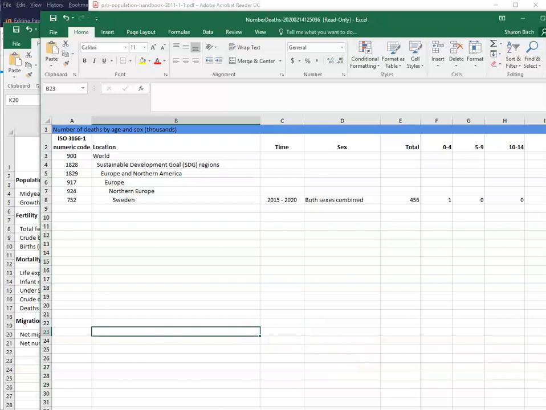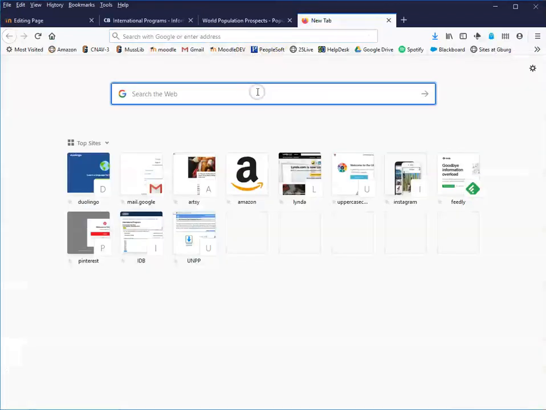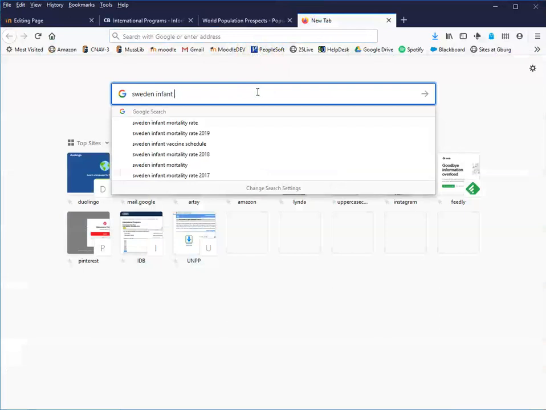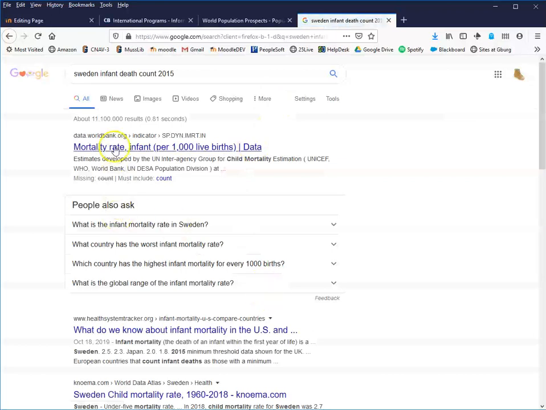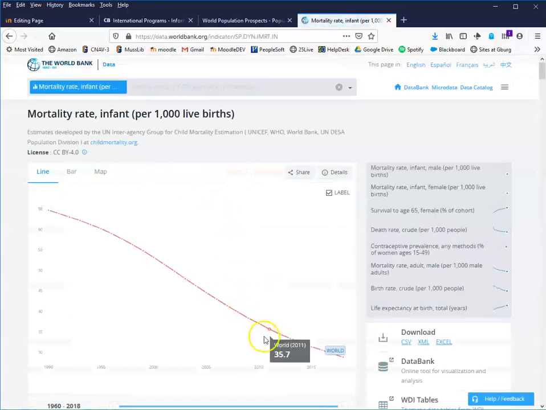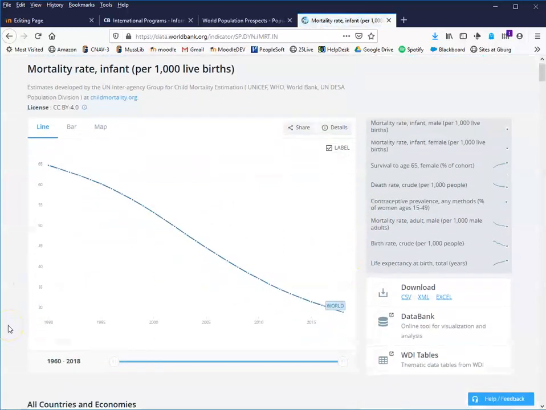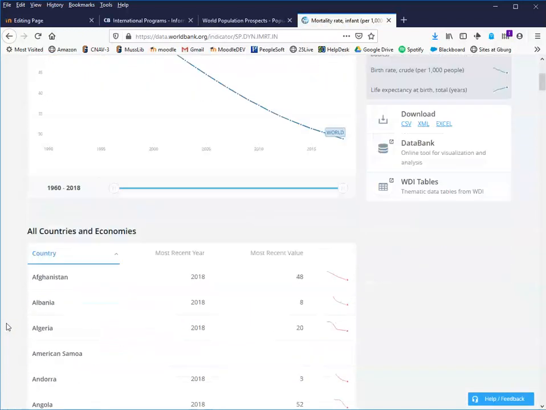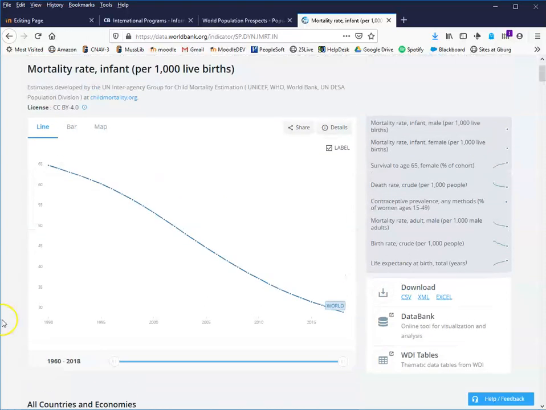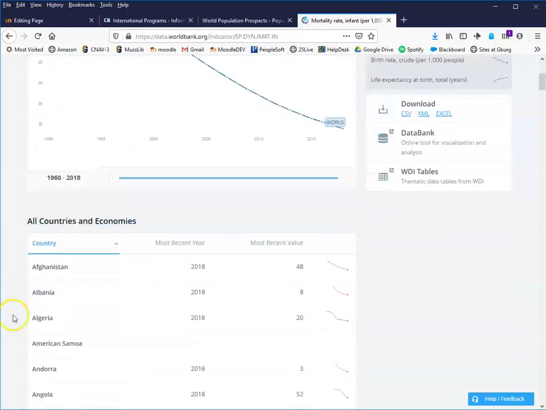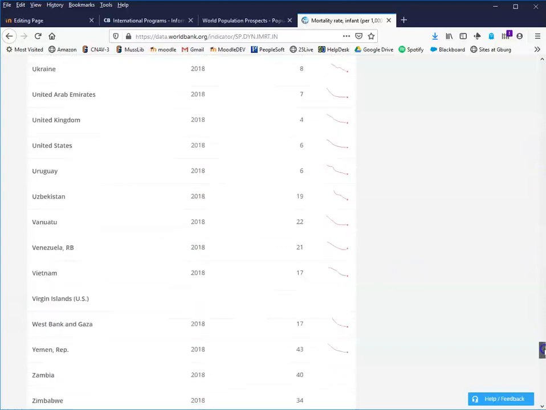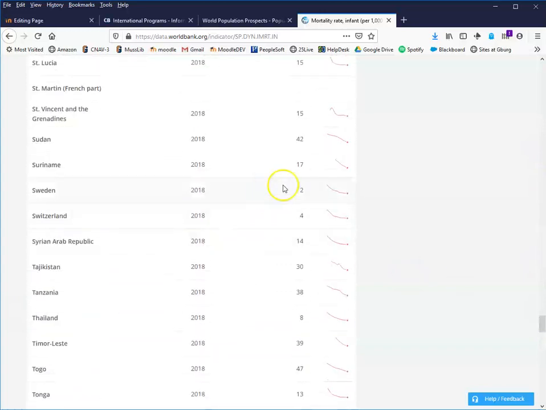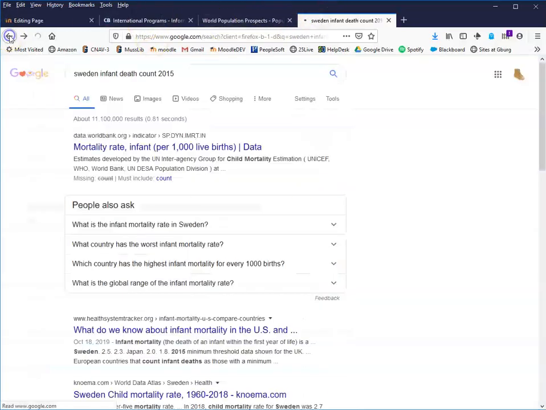If you don't want to do it the math way, come here and see if you can do this. Sweden infant death count 2015. This is taking me to the World Bank. It's giving me a rate, not an actual count, which is, you know, kind of where I was at before. But just for the heck of it, I'm going to check real fast and see if I can drill down, because you never know, you might be able to. No, I really can't. But hey, it's 2, at least it matches. And you can continue to do that.